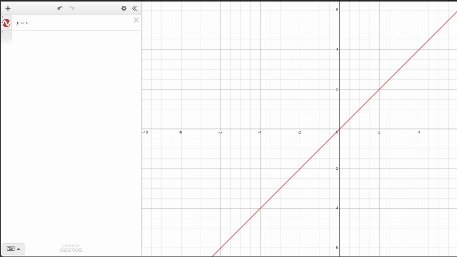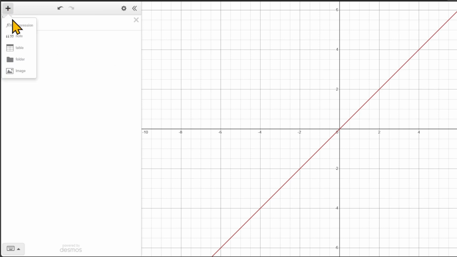Parent function is the simplest version of a function with no transformations done to it. So we're starting here with y equals x, and it's a simple linear equation. And one of the things that we're going to do to this is we can do a vertical shift up or down. And it's kind of confusing if you think about it. If I was to shift this down, it's going to appear that all I did was shift it to the right because the line goes on forever and ever.